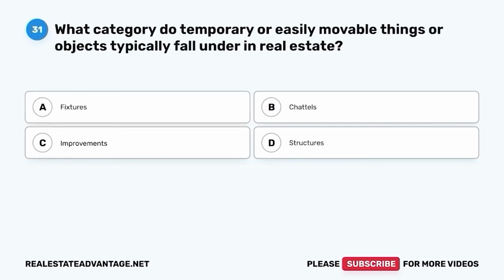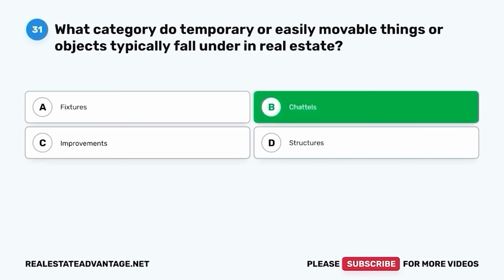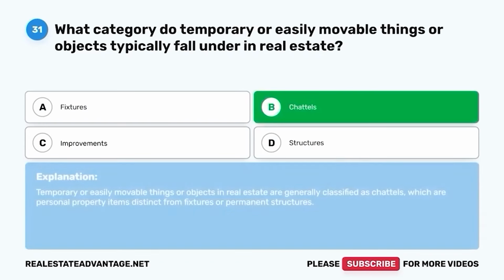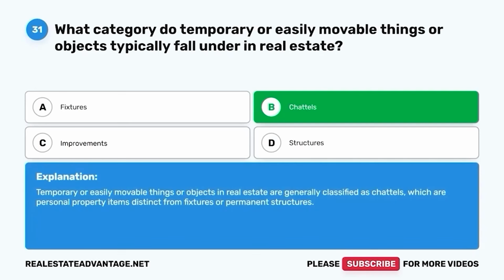resources. Question 31. What category do temporary or easily movable things or objects typically fall under in real estate? A. Fixtures. B. Chattels. C. Improvements. D. Structures. The correct answer is B. Chattels. Temporary or easily movable things or objects in real estate are generally classified as chattels, which are personal property items distinct from fixtures or permanent structures.